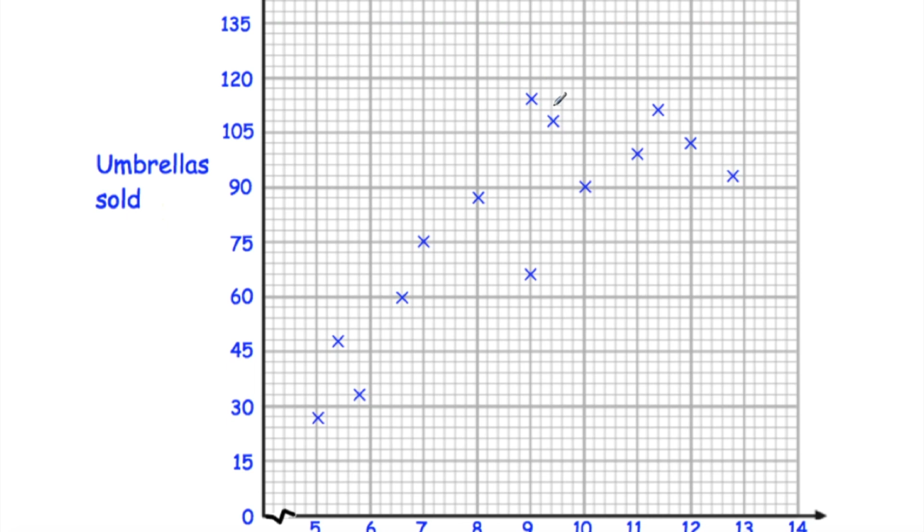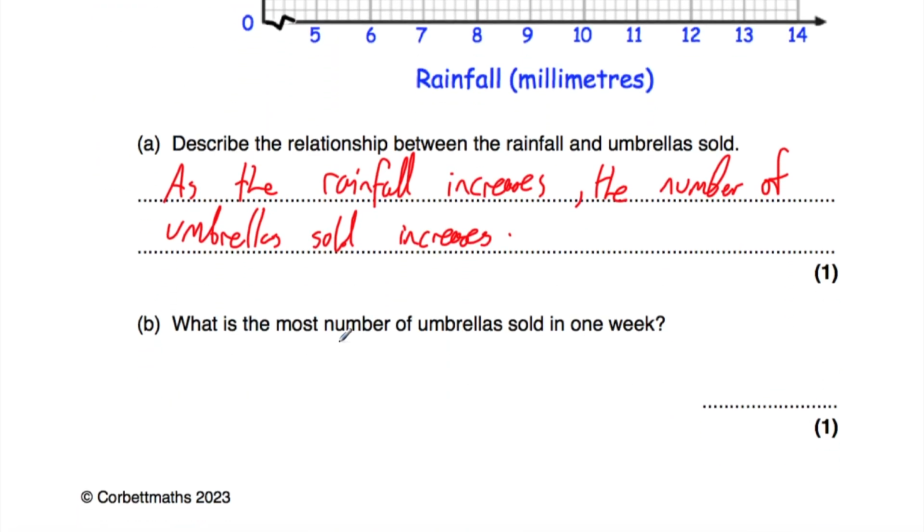The week where the most number of umbrellas sold is this week here. That's the week because it's the highest point. It's the one that goes up the highest. So that would be the greatest number of umbrellas sold. Let's go across and see how many umbrellas were sold that week. If we go across using our ruler and pencil, we get to here. Now remember, we're going up in 3s, so that's 108, 111, 114. So in the week where the most umbrellas were sold, there were 114 umbrellas sold. Let's write that down. It says, what was the most number of umbrellas sold in 1 week? The answer is 114.